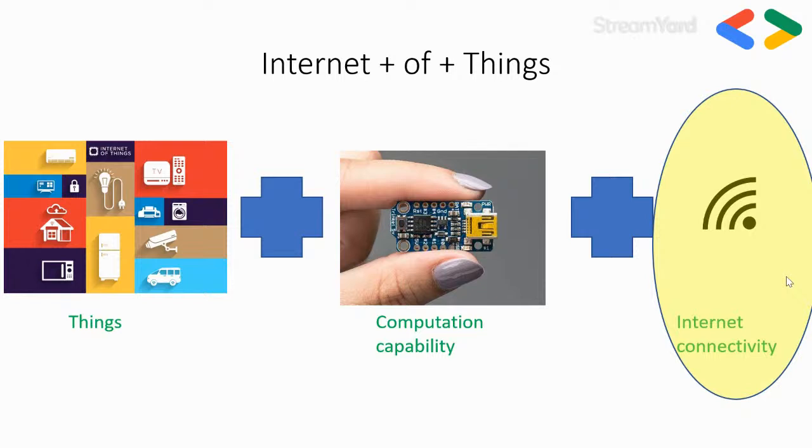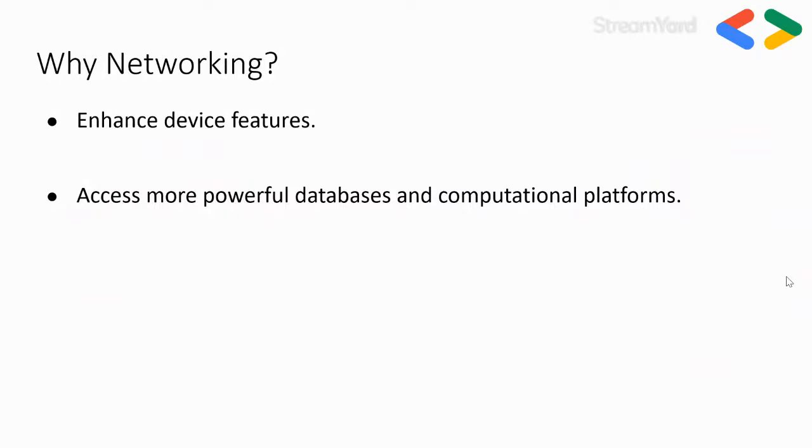So why do we want to connect things to the internet in the first place? What benefits can we get from having our things networked? We can enhance the features. For example, consider a car having a network connection where it can communicate with other cars so they can tell each other about the traffic situation. If there's a traffic jam somewhere, other cars can alert each other: don't go there, this place is congested.